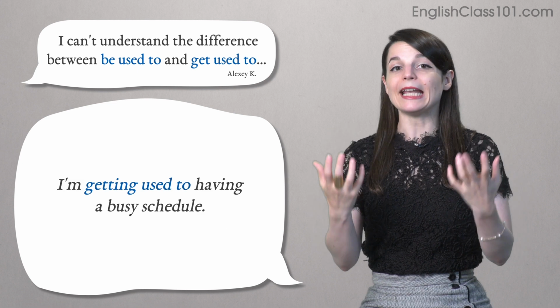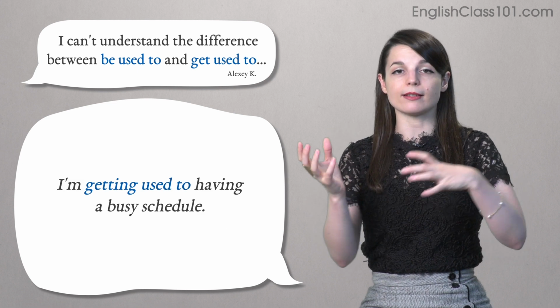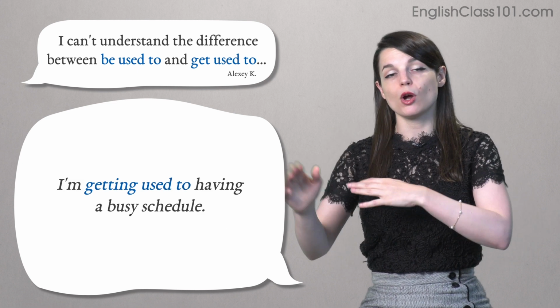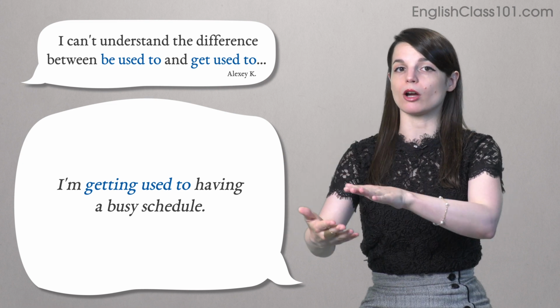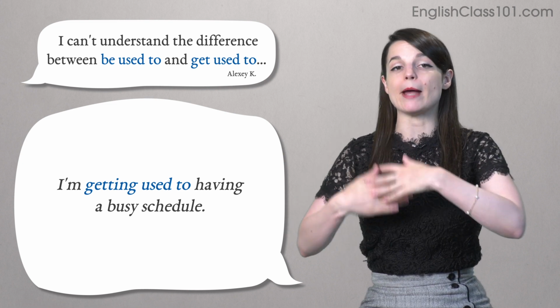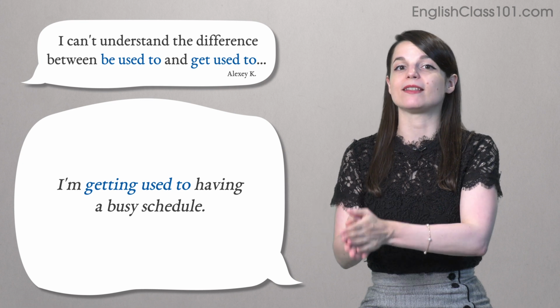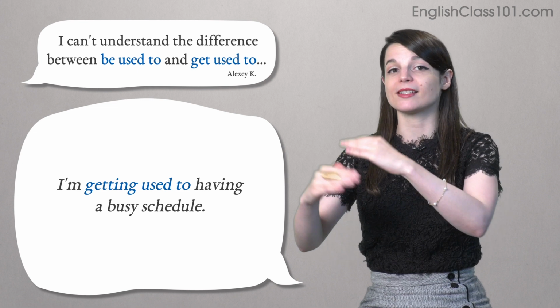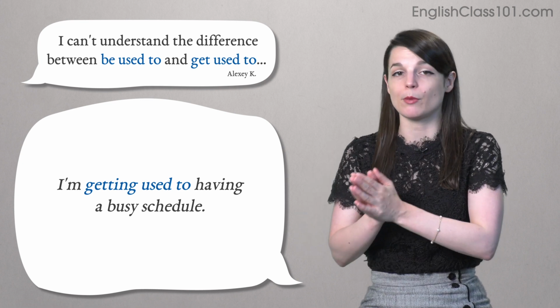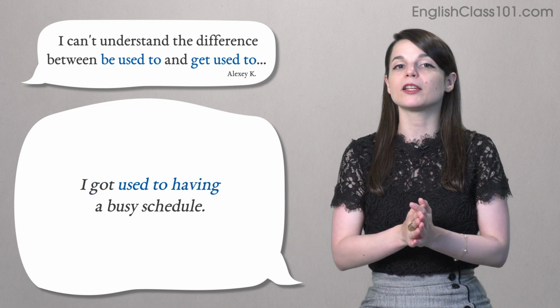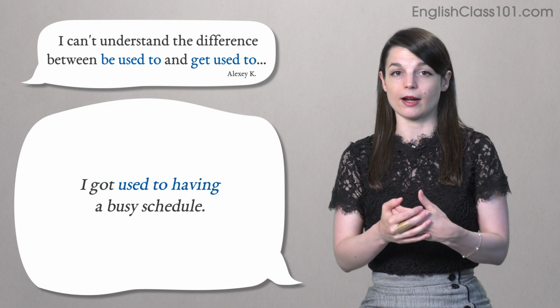We use get used to talk about things in the past or in the future, or which are currently in progress, as with the progressive form. I'm getting used to having a busy schedule. That means I'm in the process of being accustomed to having a busy schedule. Let's look a little bit more at the other forms I talked about.